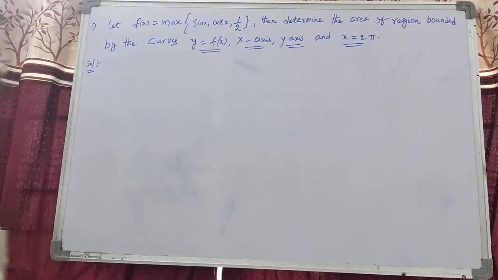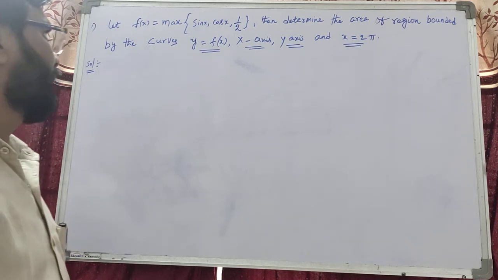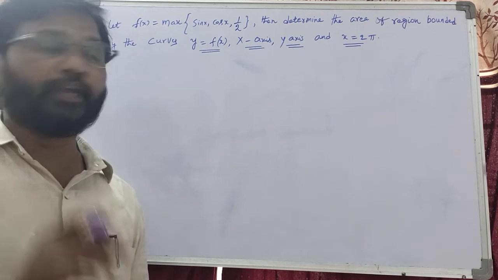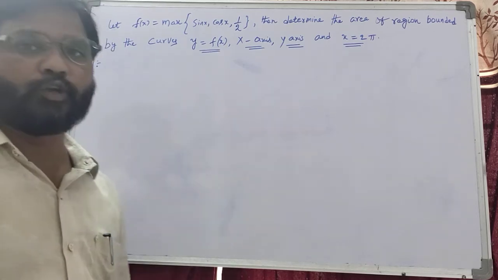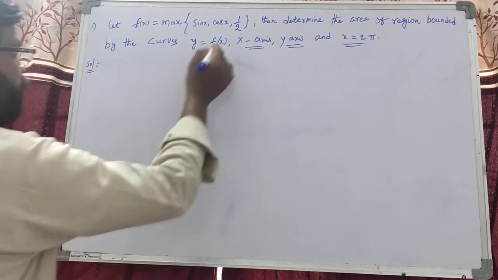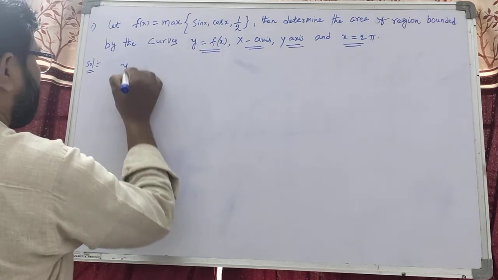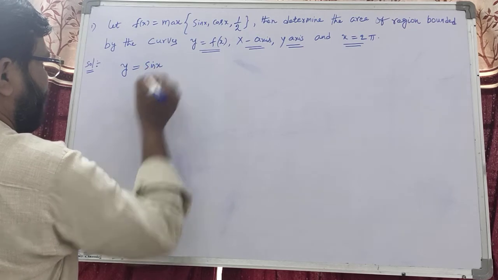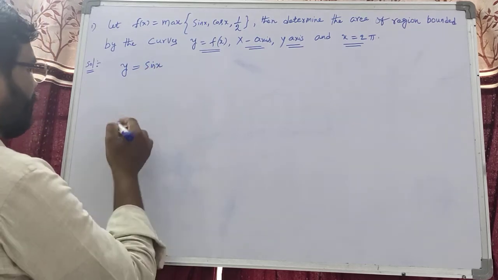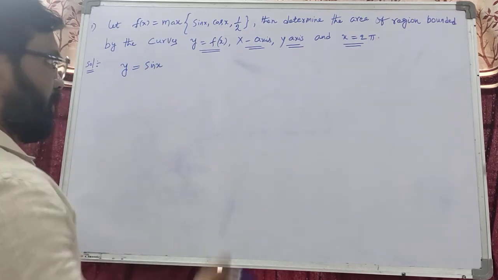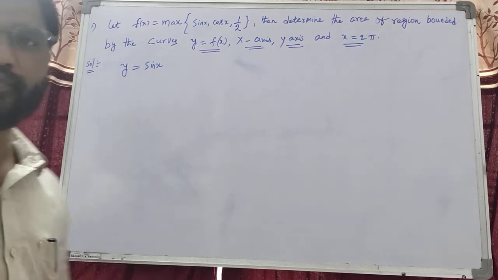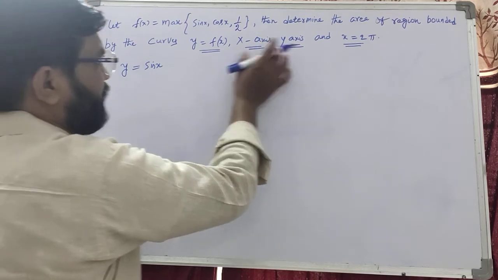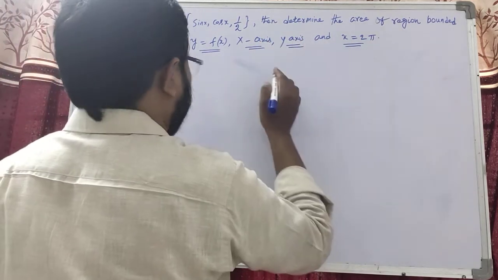So, dear students, we find the area of the maximum of y equal to sin x, y equal to cos x, and y equal to 1 by 2. Therefore, here students, y equal to f of x is given by, first you can write sin x. Then you can draw the graph of cos x. Then you draw the graph of 1 by 2. Dear students, we can write the x axis and y axis and the 2 pi.